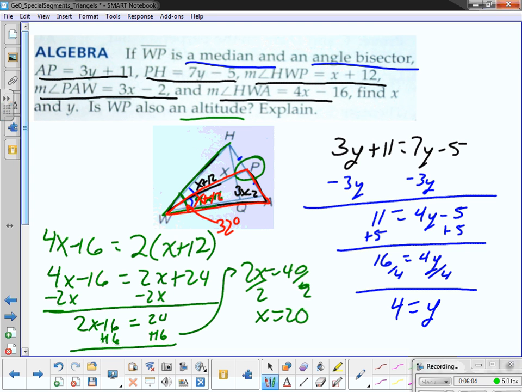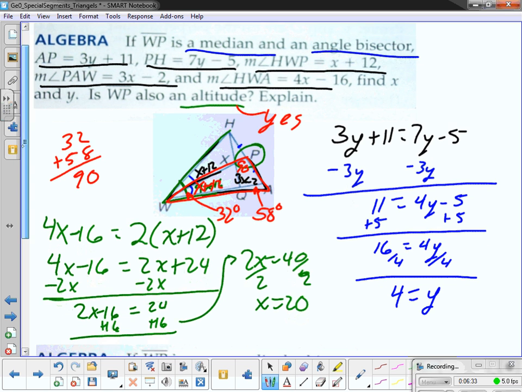And if I put it in for this other one, the 3x minus 2, 3 times 20 is 60 minus 2 is 58. So that's a 32 and a 58. If I add those up, 32 plus 58 gets me 90, and in a triangle, all three angles have to add up to 180. That would mean this would have to be a 90-degree angle right here for that to work. So the answer is yes, because the angles added up to 90.